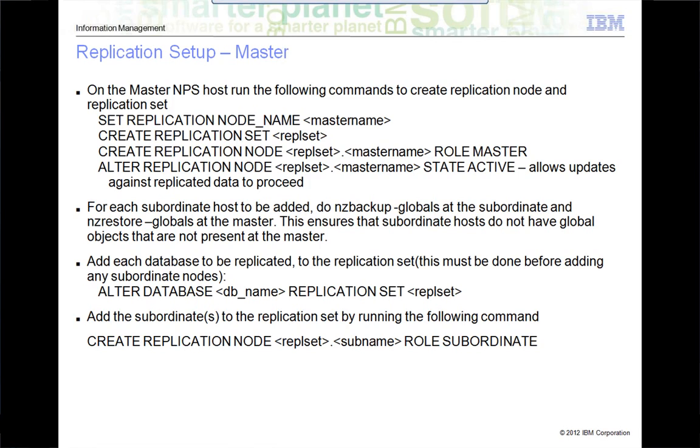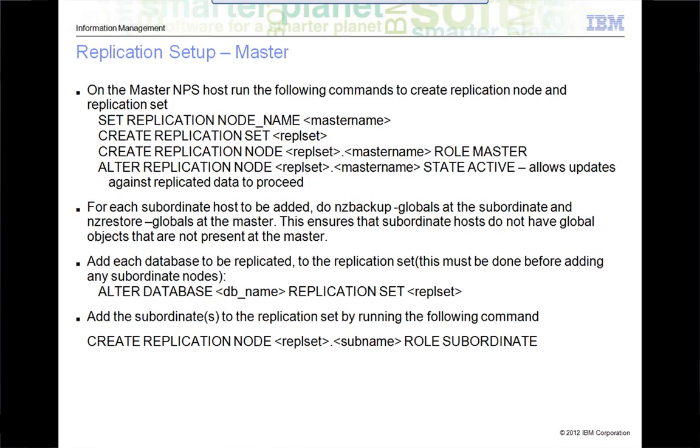So the next step is to create a replication set, and you do so by this command, create replication set, and you give a replication set name. And you have to assign the role master to this master node. You do so by this command, create replication node, tuple set dot master name, role master. When you execute this command, the master role is assigned to that node.